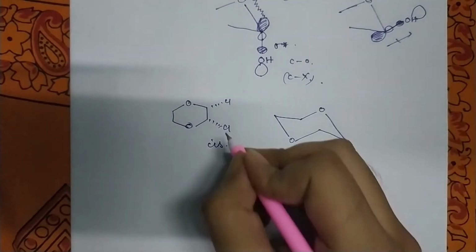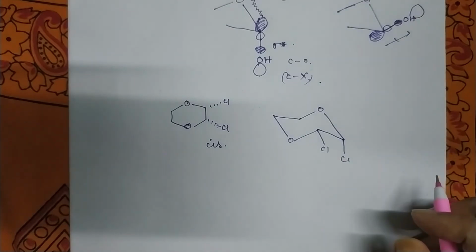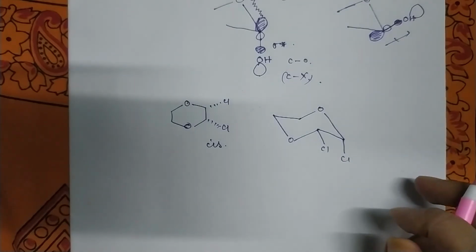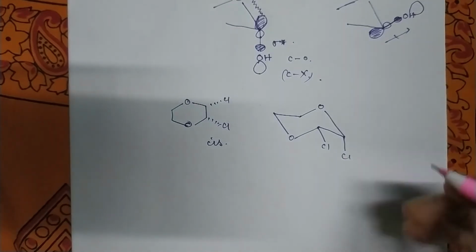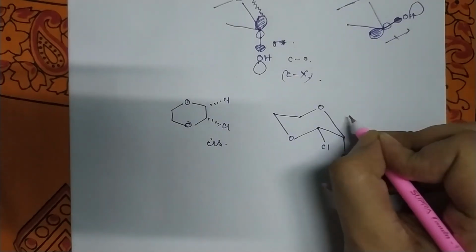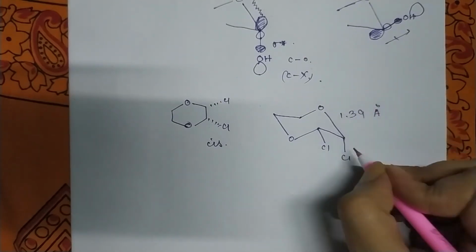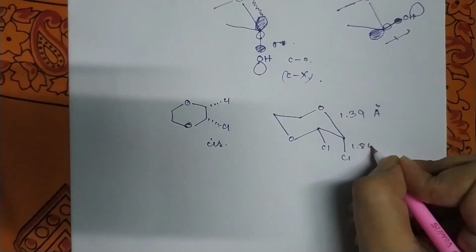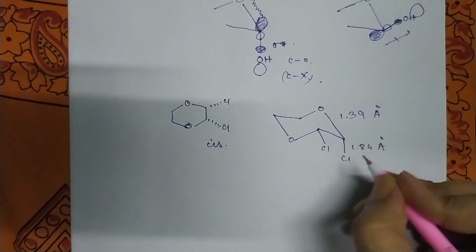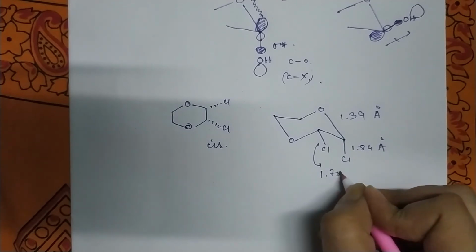Both the groups are below the plane. So we have drawn this most stable conformer. The chemist provided some bond lengths. This bond length is measured to be 1.69 Angstrom. This bond length is 1.84 Angstrom. This C-Cl bond length is 1.78 Angstrom.